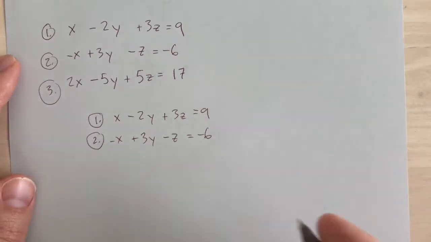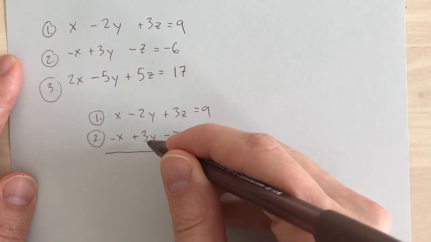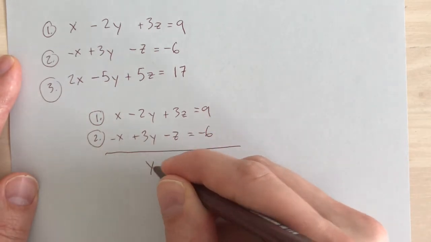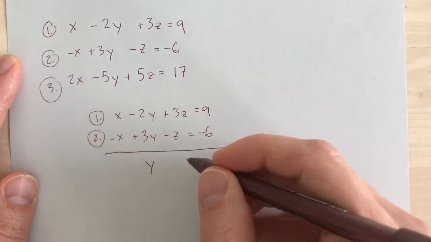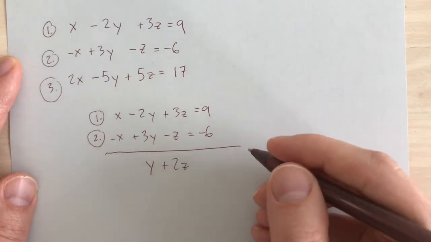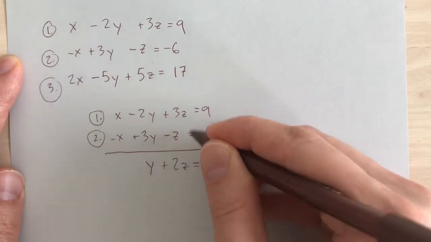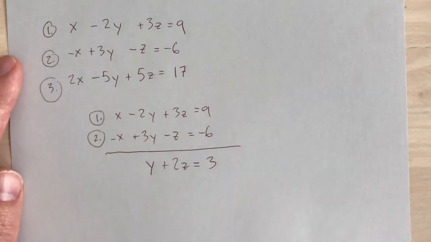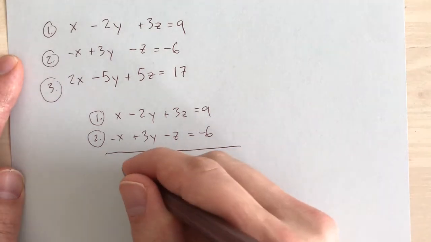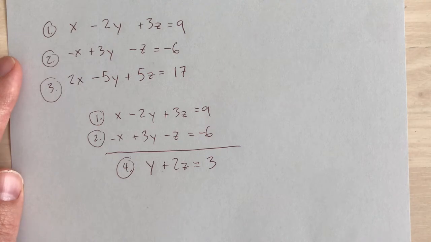So I'm going to add these together. x plus negative x is 0. Negative 2y plus 3y is just 1y. 3z minus z is 2z. And then 9 plus negative 6 ends up being just 3. And then I just stick the equal sign right below. This equation, we're going to call equation 4, and we're going to come back to equation 4 in a second, but the first step is done.